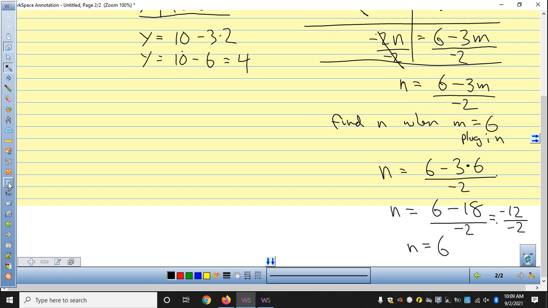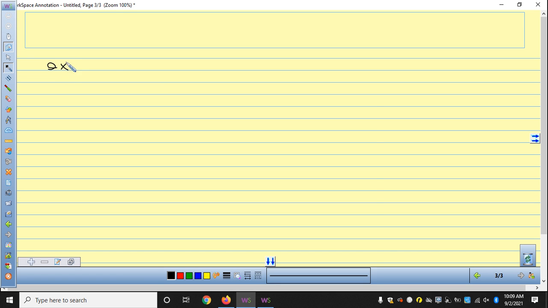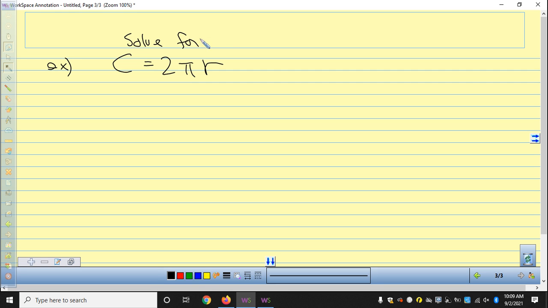Okay, let's look at a formula. C equals 2 pi r, and we want to solve for r. Does anybody remember what this formula is for? Well, so r is the radius. Very, very close. It's the circumference of a circle.